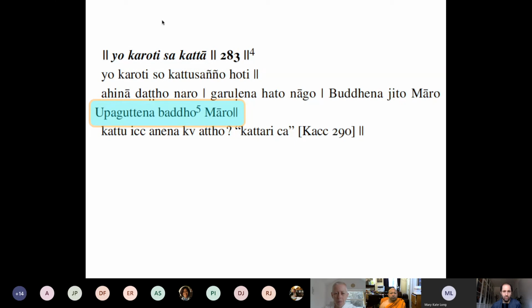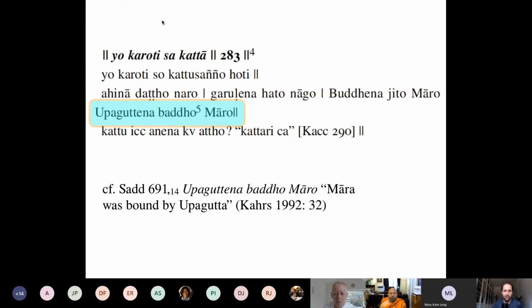As it has been observed, and in the last class someone asked this question, what is this example doing here? Where does it come from? So we don't really know. It could have been introduced in Southeast Asia, in Myanmar. The only other Pali grammar where we find the same example is the Saddhaniti. That's page number and line: page 691, line 14 in Helmer Smith's edition. Same example, upaguttena baddo maro.